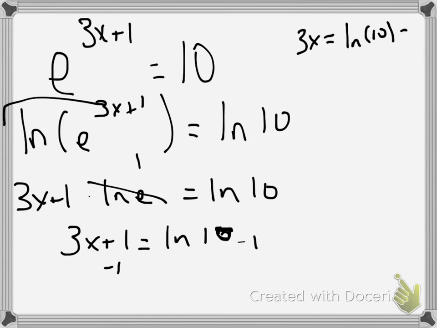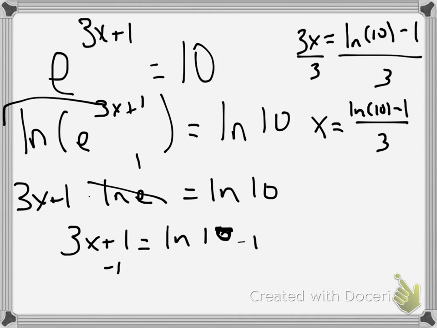I'm putting parentheses around that 10 to remind you that when we go to the calculator, we're doing the natural log of 10, and we're going to take that answer minus 1. This is not the natural log of 9, something totally different. We'll divide both sides by 3. So x in its exact form is the natural log of 10 minus 1, all over 3.